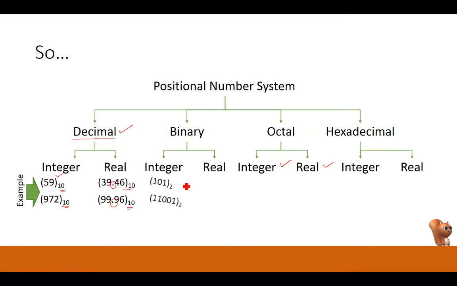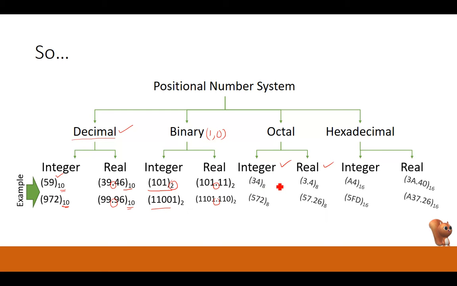Similarly, you can check the examples of binary, because we know that binary numbers are constructed from 1 and 0. So the integers are 101 base 2, which is called an integer binary number. Similarly, 11001 is an integer binary number. And if you use decimal places in between these numbers, then these are called real binary numbers. Similarly, you can read about integer and real numbers for octal and hexadecimal numbers.